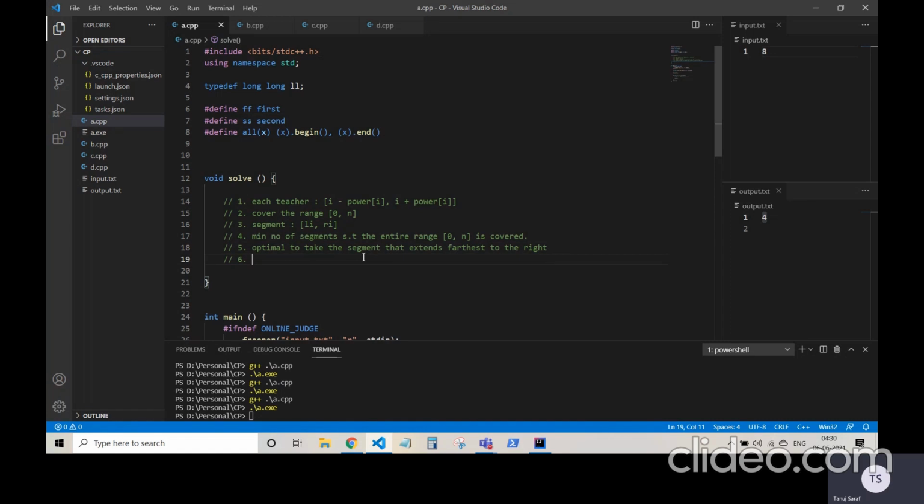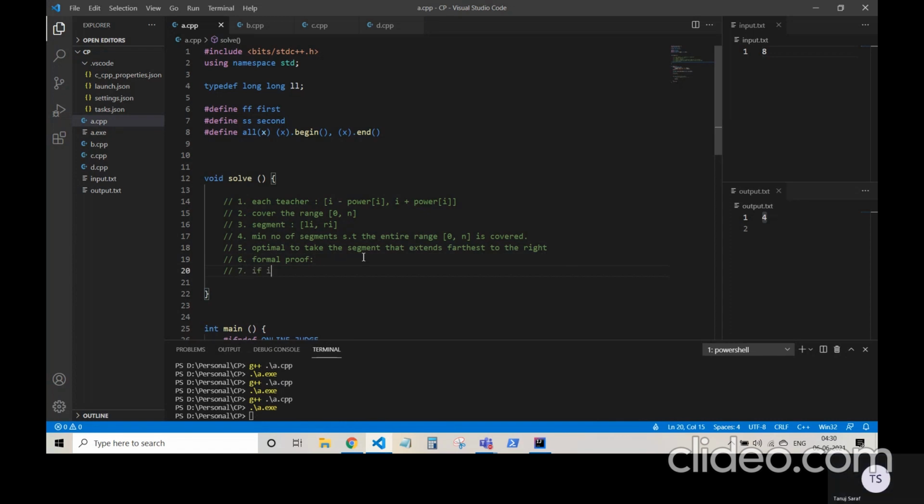If I have multiple segments and I want to cover an entire range of 0 to n, I have a greedy choice, right? I would naturally take the segment which gives me coverage till a longer distance. And let's actually prove it formally. So a formal proof for this actually goes this way.